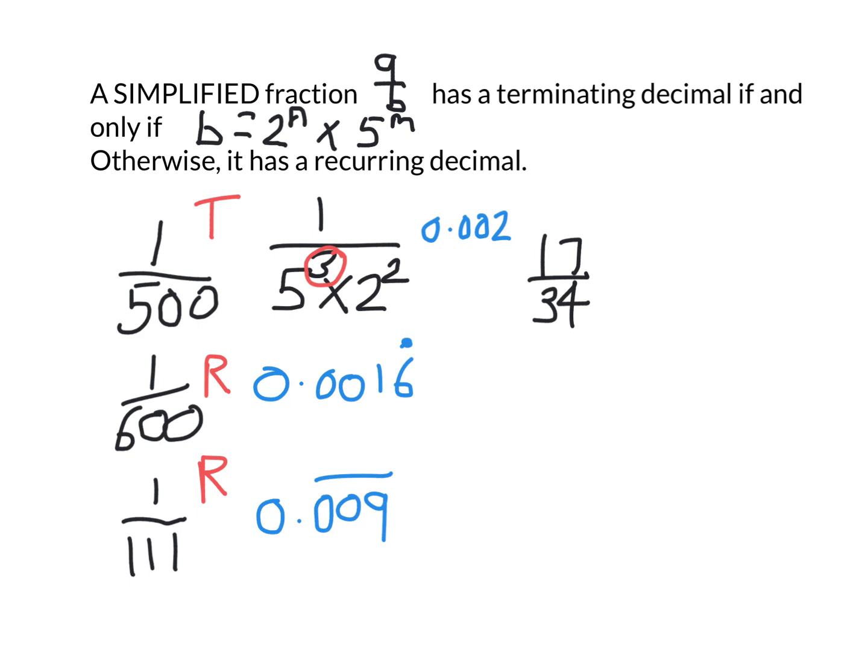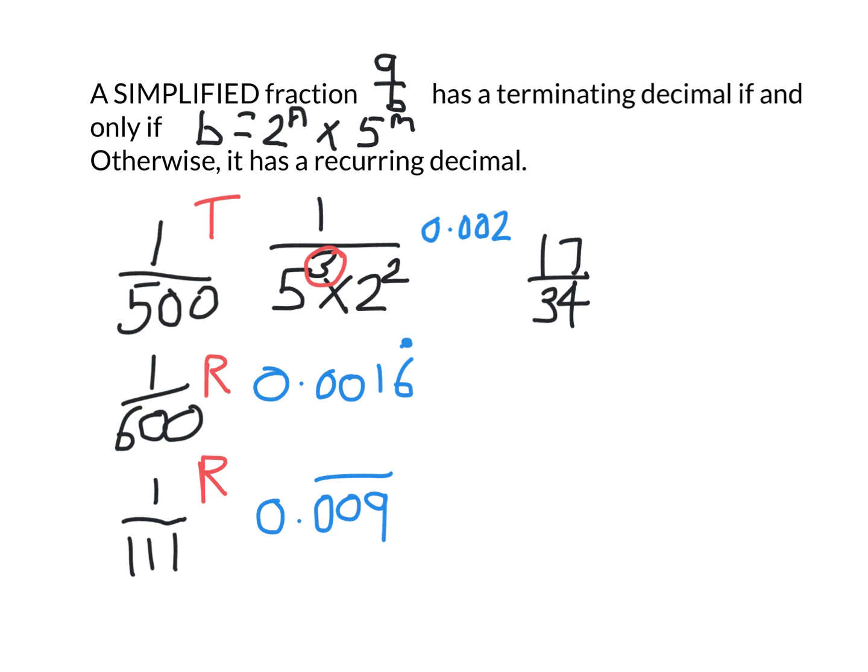I wouldn't ask you to convert them to a decimal without a calculator, but I just wanted to make the point. We actually get two types of recurring decimals. For this one, we have a terminating part, then a recurring part. Here, we have just the recurring part. So why did these yield different types of recurring decimals?